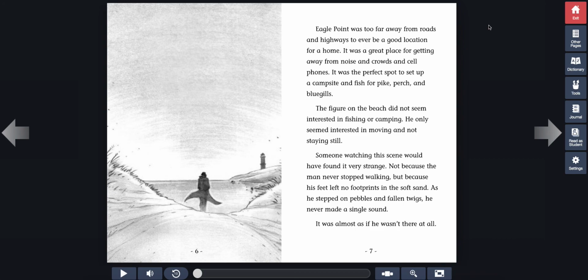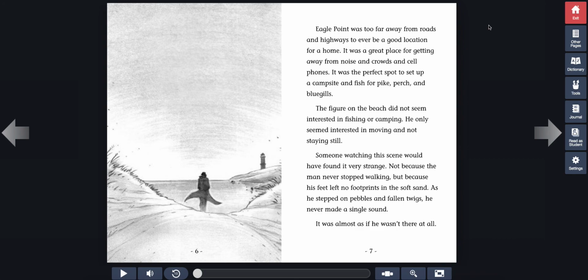Eagle Point was too far away from roads and highways to ever be a good location for a home. It was a great place for getting away from noise and crowds and cell phones. It was the perfect spot to set up a campsite and fish for pike, perch and bluegills. The figure on the beach did not seem interested in fishing or camping. He only seemed interested in moving and not staying still.